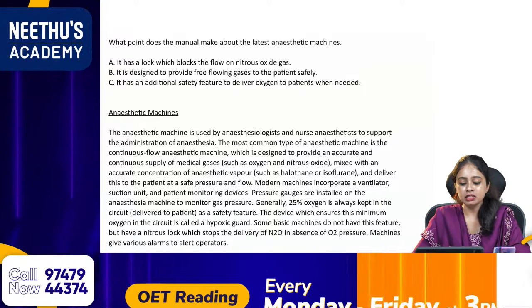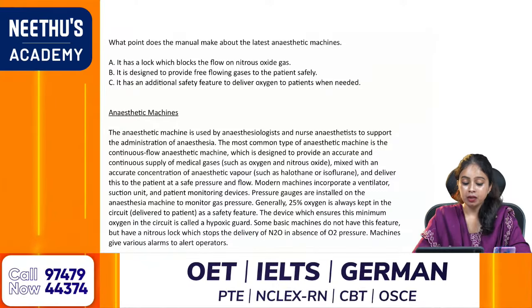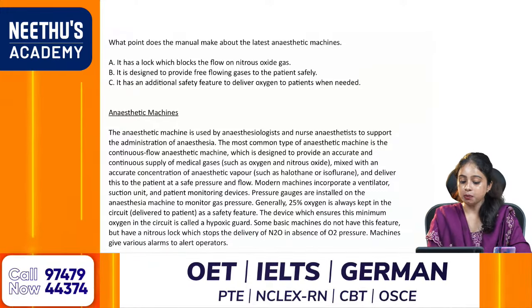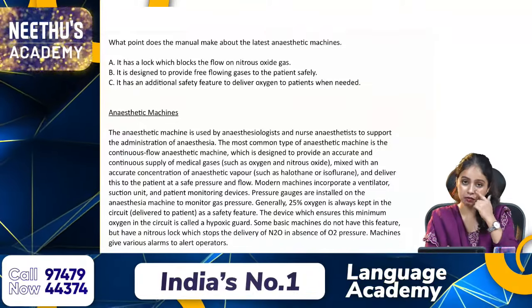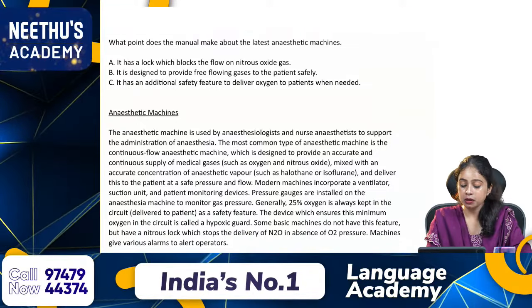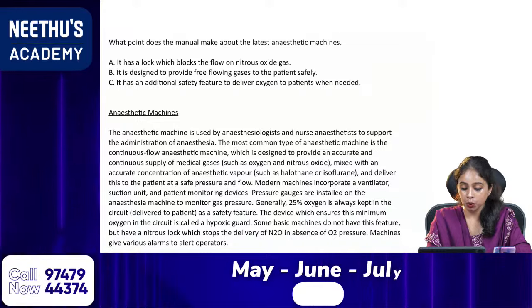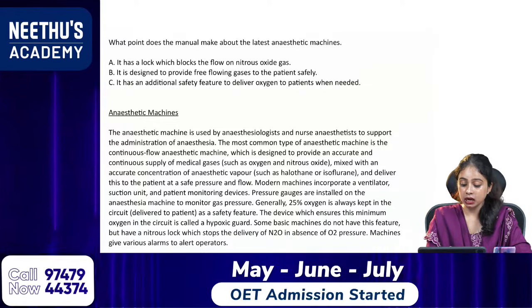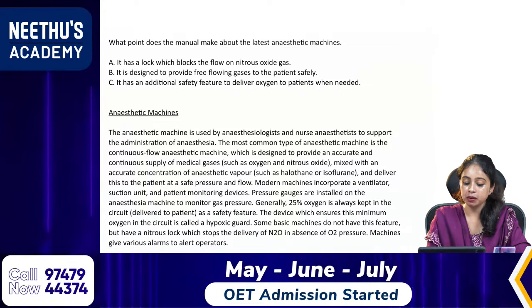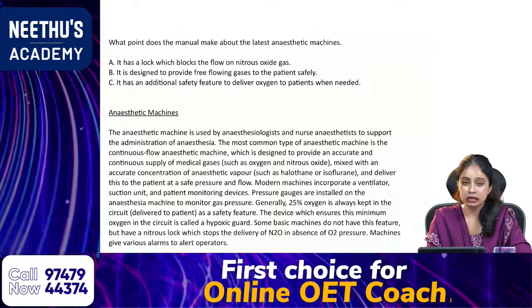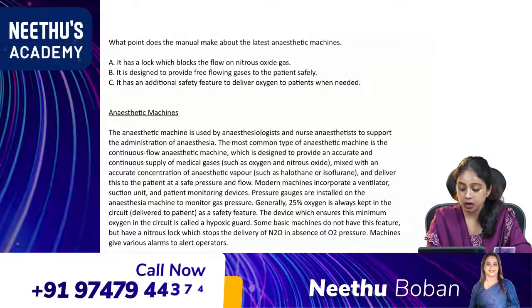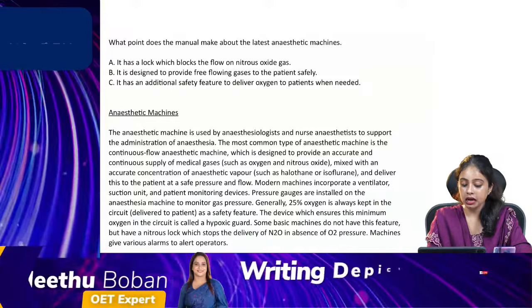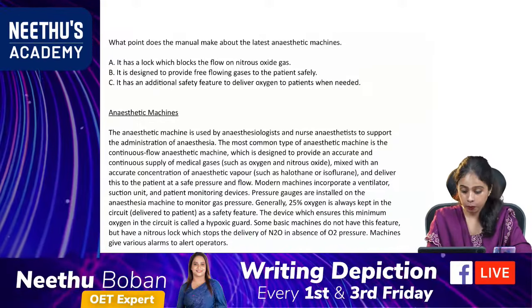Okay. So yes, I am just reading the paragraph. The anesthetic machine is used by anesthesiologists and nurse anesthetists to support the administration of anesthesia. The most common type of anesthetic machine is the continuous flow anesthetic machine, which is designed to provide an accurate and continuous supply of medical gases such as oxygen and nitrous oxide, mixed with an accurate concentration of anesthetic vapor, and deliver this to the patient at safe pressure and flow.